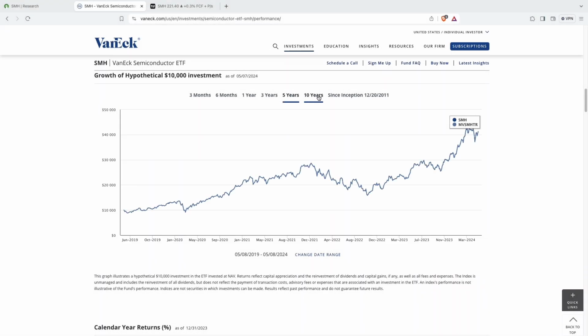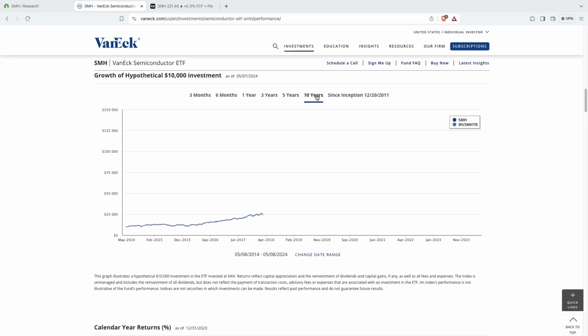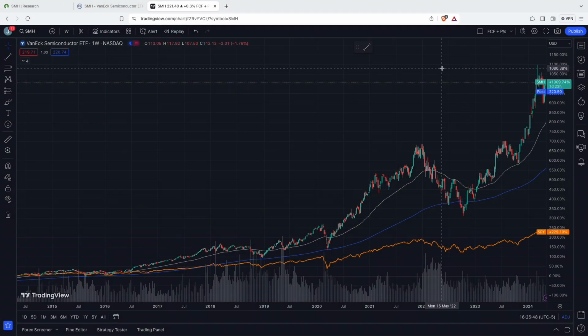Now let's go ahead and take a look at the 5-year and 10-year chart for SMH. Looking back at the 5-year and 10-year chart of the SMH ETF, this ETF has done absolutely phenomenal. Flipping over to TradingView, which is one of my favorite charting websites, SMH has returned over 1,000% in the past 10 years. So who said that investing in ETFs is lame, huh?